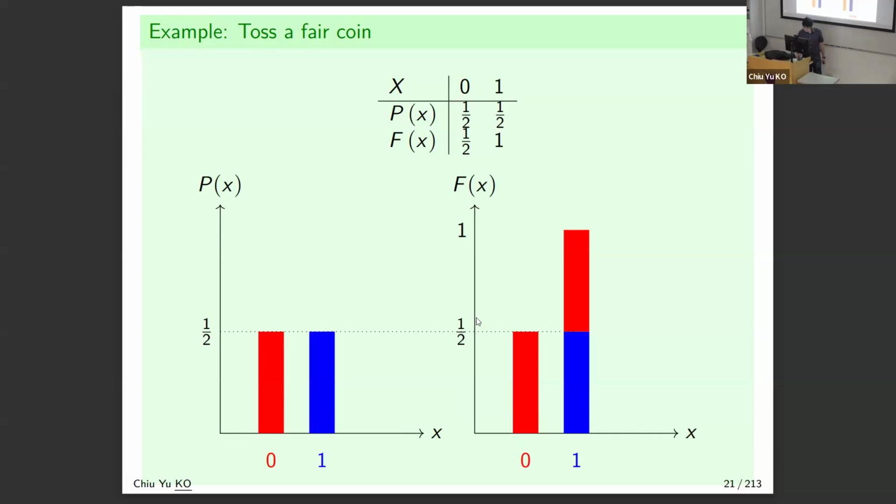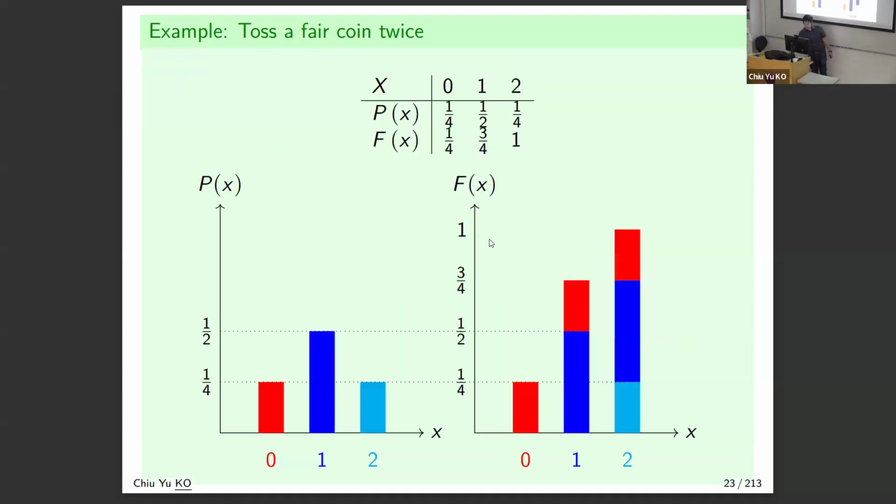Sorry. Right here. So that would be the big P and big F. Okay. So if it's more complicated, right? You have to toss a coin 2 times. Of course, black. Okay. That would be this thing, right?